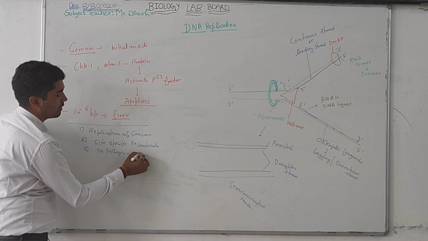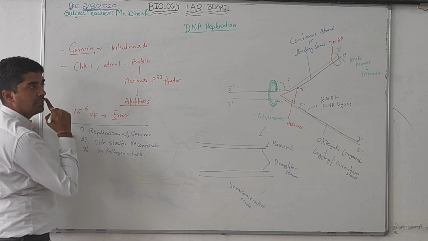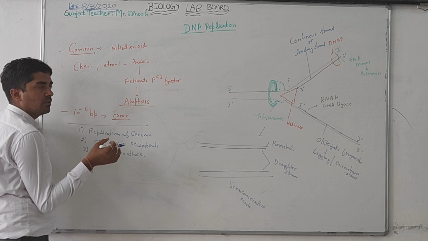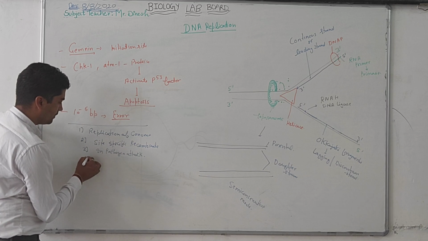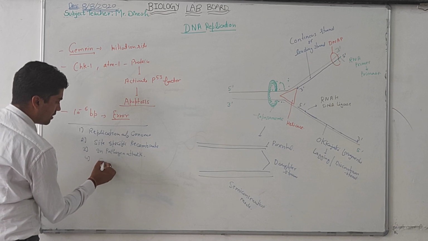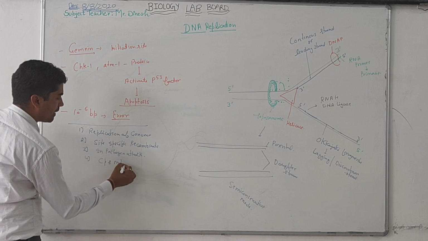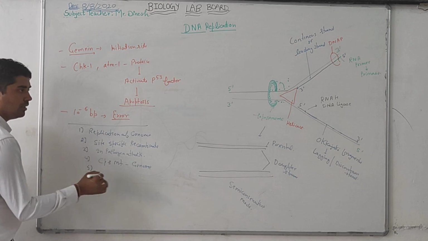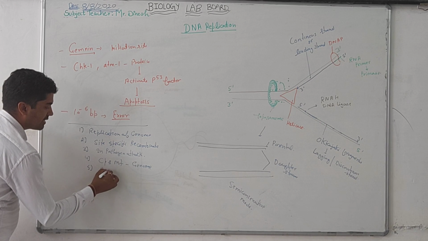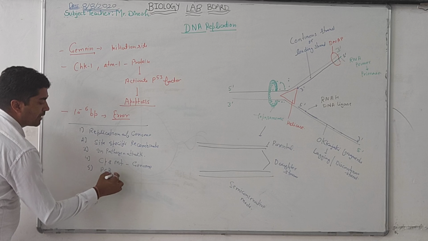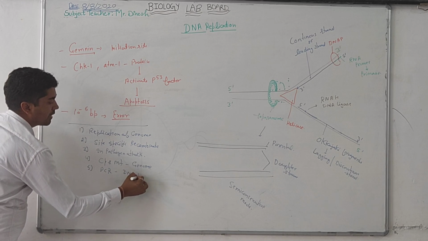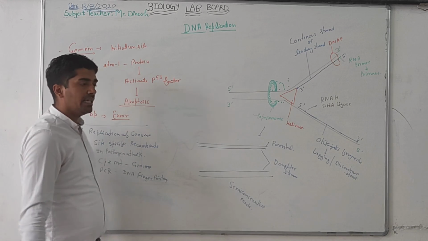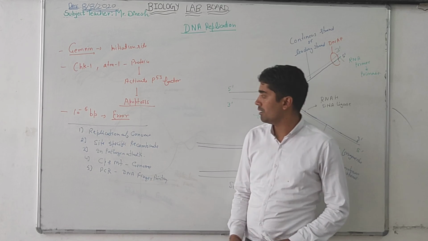For example, Agrobacterium attacks a plant cell, then it will make more copies within that plant cell, so they can form there. Fourth, they can form in chloroplast and mitochondrial genomes. Fifth, it can form in PCR, polymerase chain reaction, in DNA fingerprinting. So these are the sites and locations where this replication can take place.